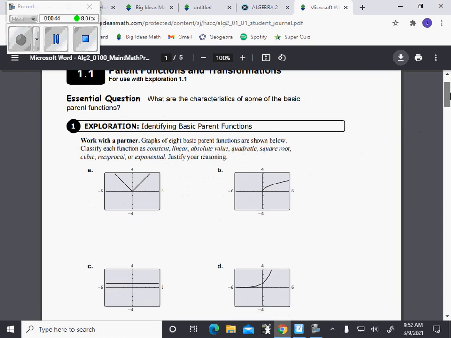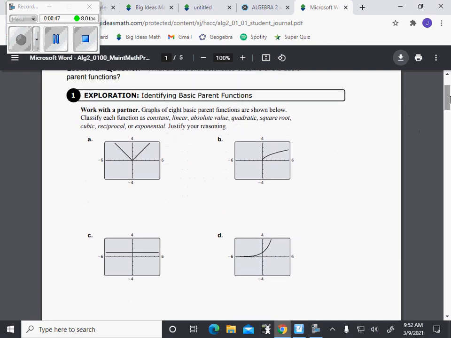Let's start down here with our parent functions. What are the parent functions? We're going to identify 8 basic parent functions and label them as constant, linear, absolute value, quadratic, square root, cubic, reciprocal, or exponential. Let's start with this one. This graph is a perfect V. When we get a perfect V graph, that's our absolute value graph. It looks like this with our absolute value symbols, those 2 vertical lines on each side of the x. The definition of absolute value is the distance away from 0. We'll get into that later on.